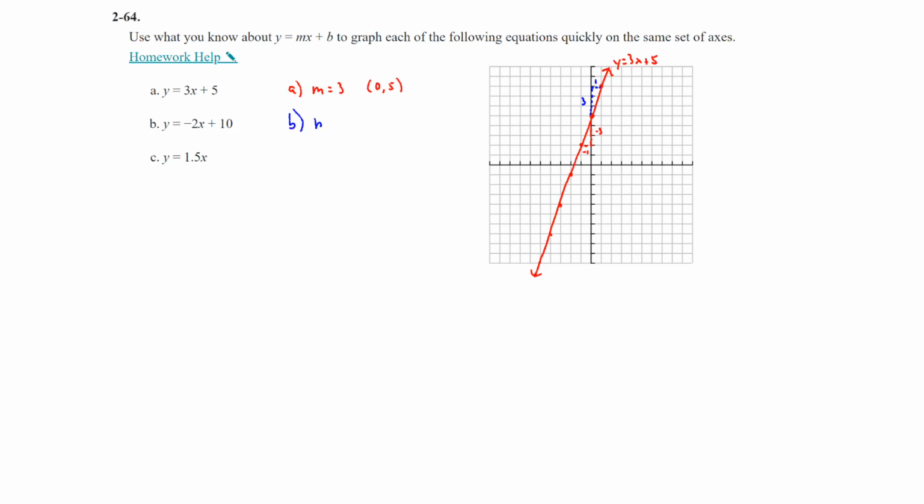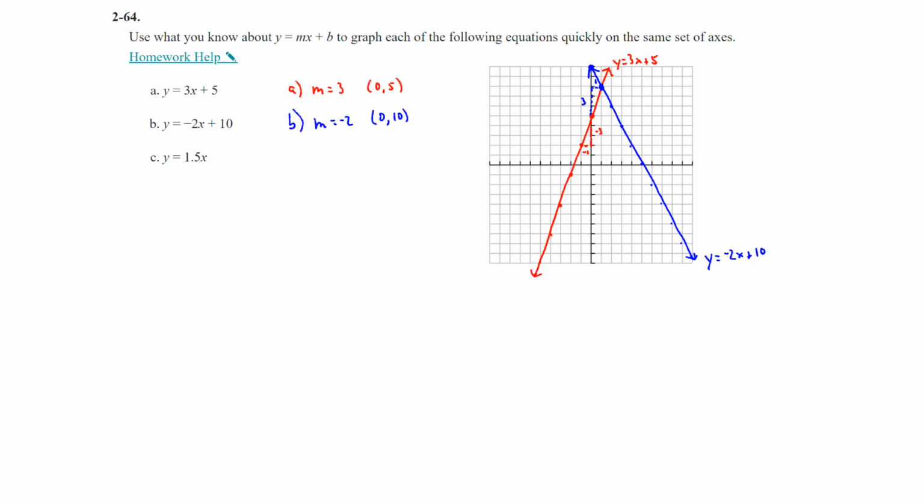On B, we have a slope of negative 2 with a y-intercept at 0, 10. So 0, 10, and then I'm going to go down 2 and to the right 1. And once again, just get some points on here so I can make a nice accurate line since I don't have a straight edge. A little bit off there. Make sure you put arrows on it. And this one we will label as y equals negative 2x plus 10.